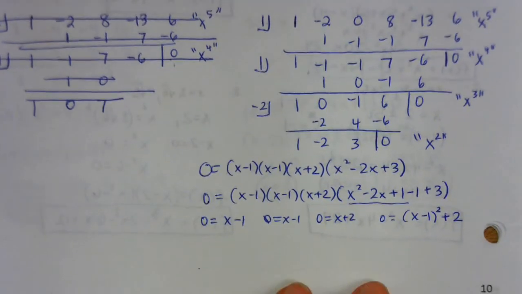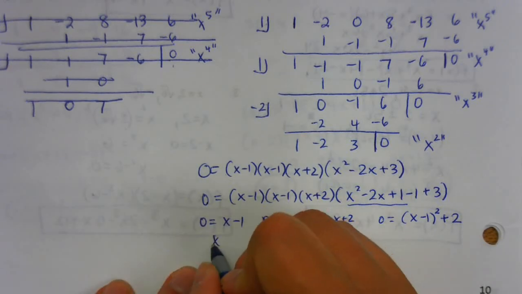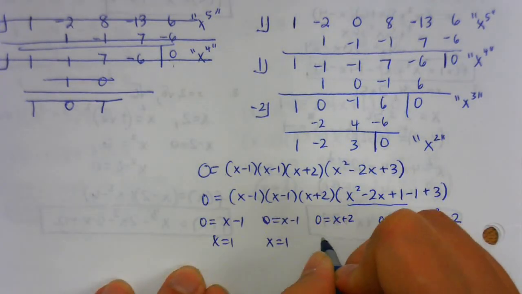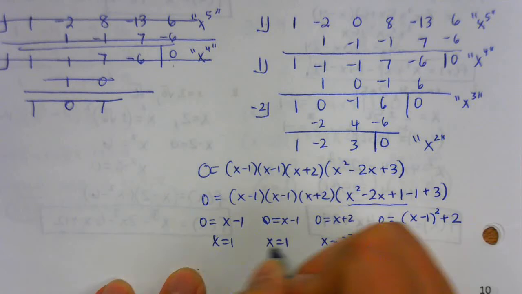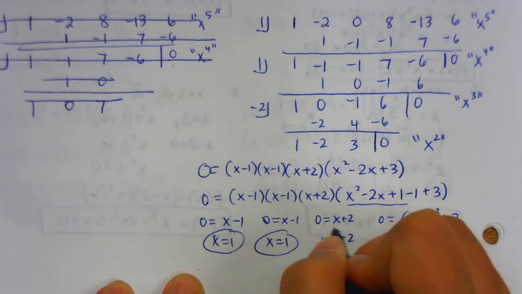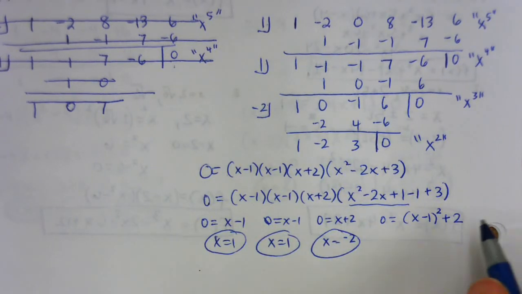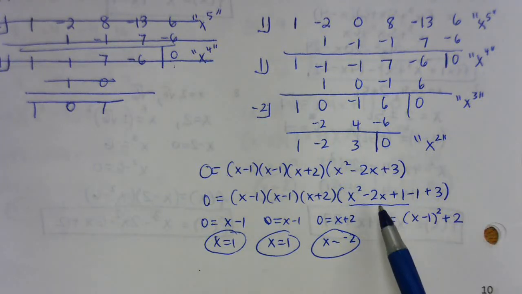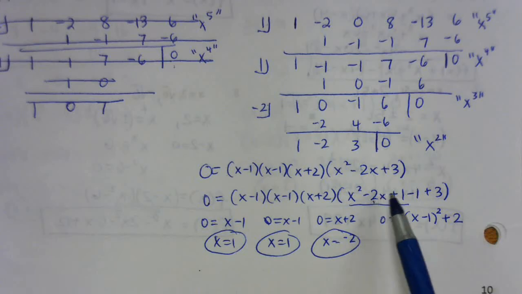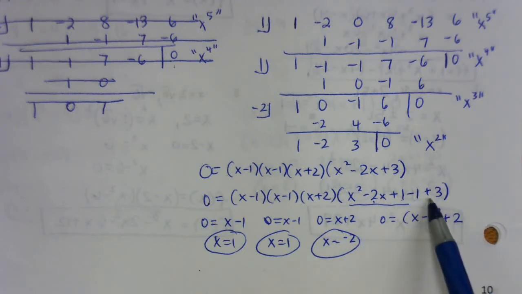So these first 3 are very easy to solve. We have x equals 1, x equals 1, x equals -2, which were our box numbers for the synthetic division. On this one, now that I've completed the square, remember with the -2x, you divided it by 2, which gave you -1. Square that. That's where the positive 1 and -1 are coming from. And then you're combining like terms after you've factored those first 3.